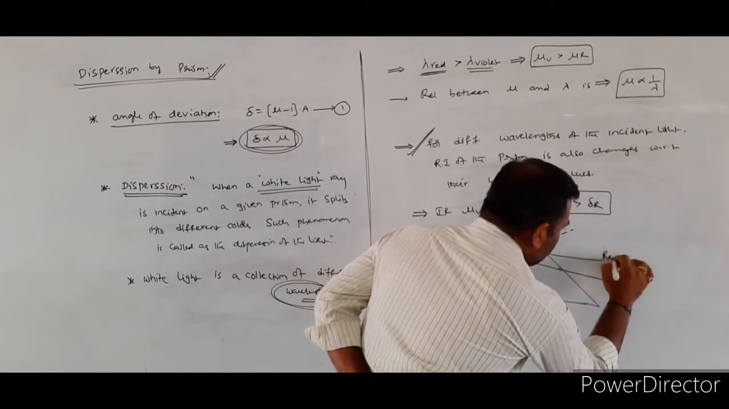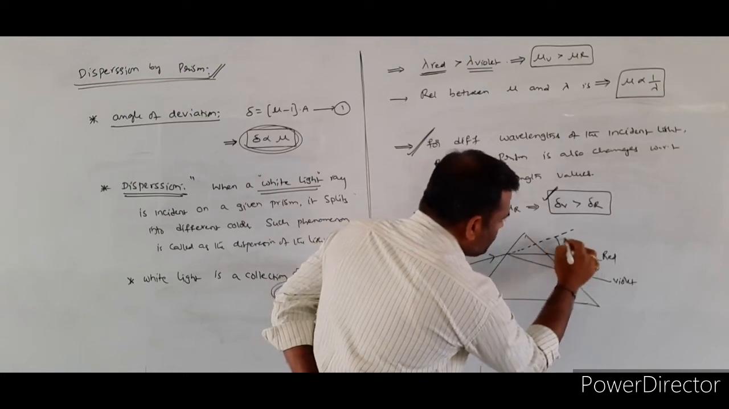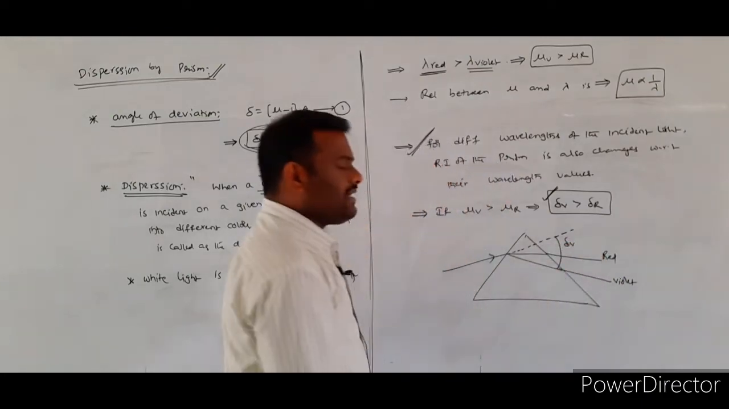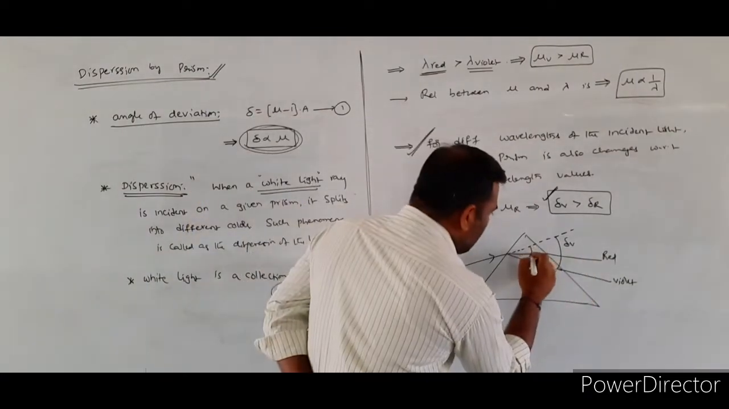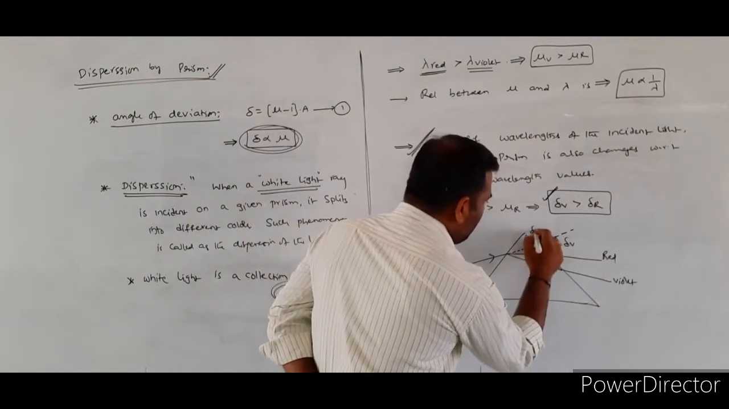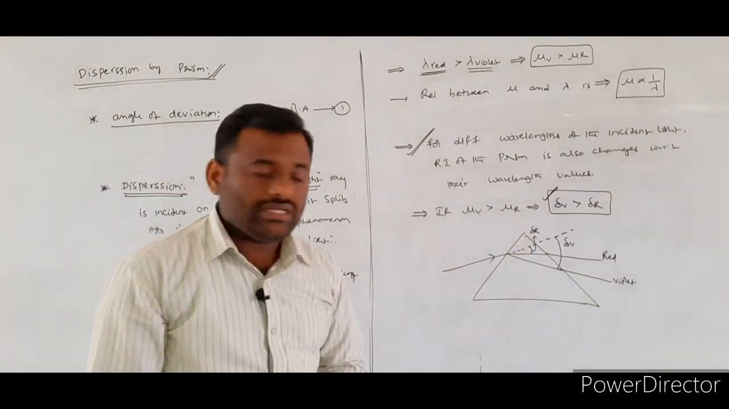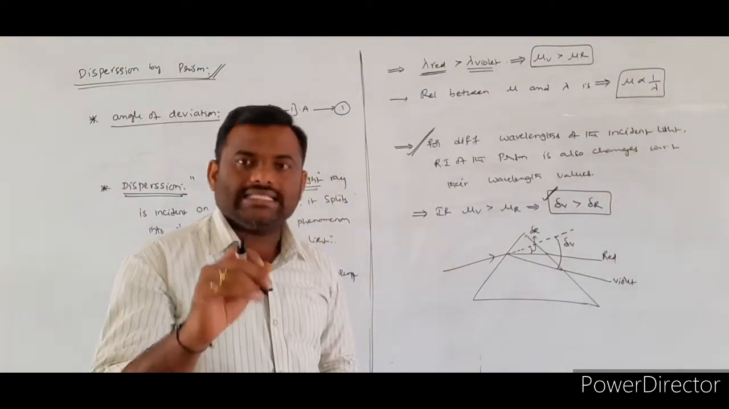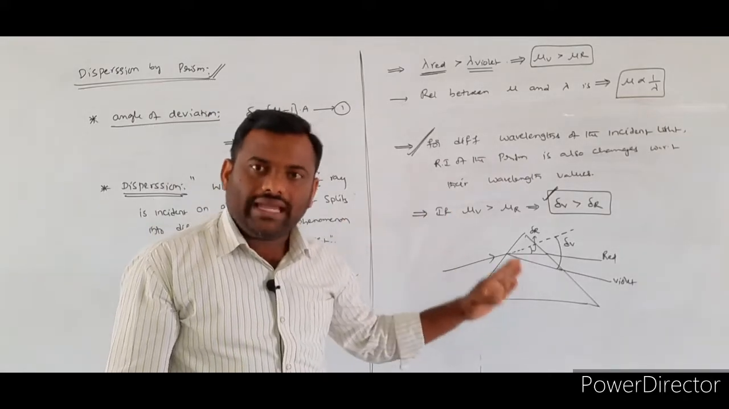Violet. And this one indicates? Red. So for the violet, this is the angle of deviation, which is represented by delta V. For the red color, the angle of deviation is represented by delta R. So violet gets more deviation and the red color gets the least amount of deviation. Like this, the dispersion of the light takes place.